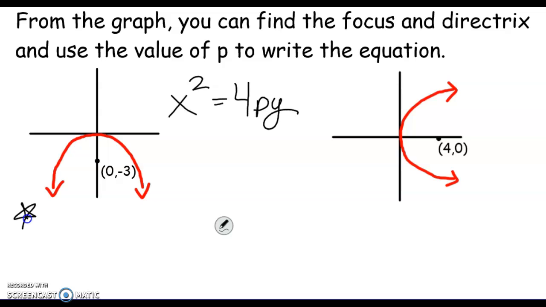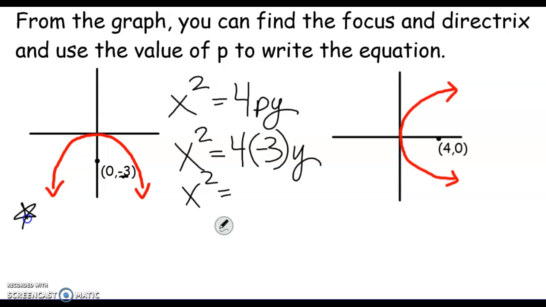And then from there, now I figure some things out. Do you see how this right here just tells me that the p is -3? So my equation is x squared equals 4 times -3y. So x squared equals -12y.